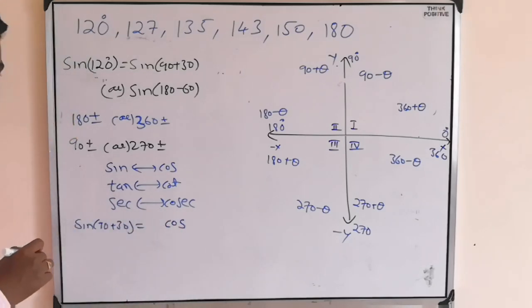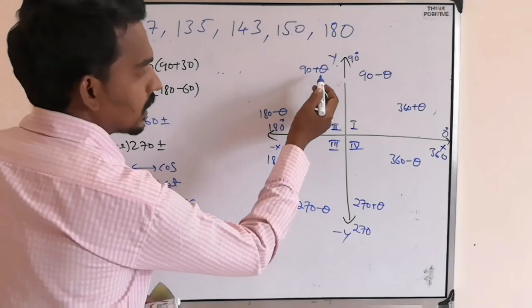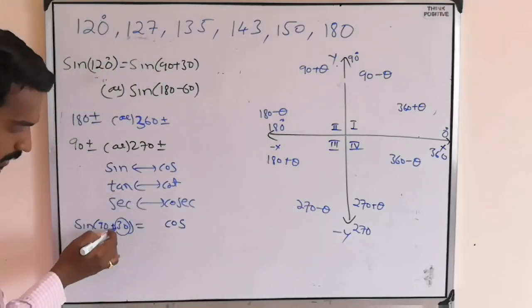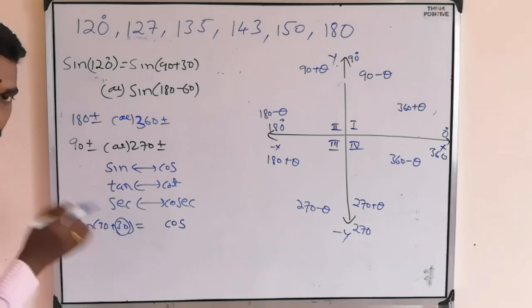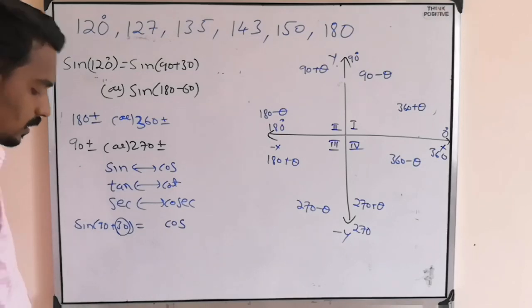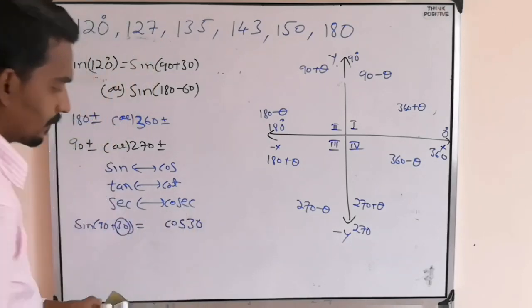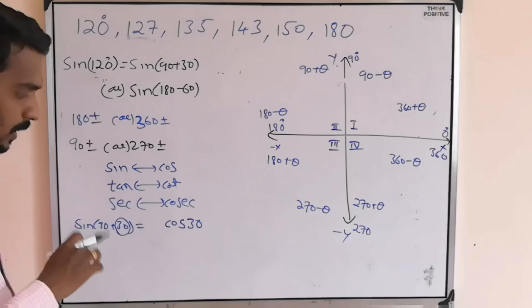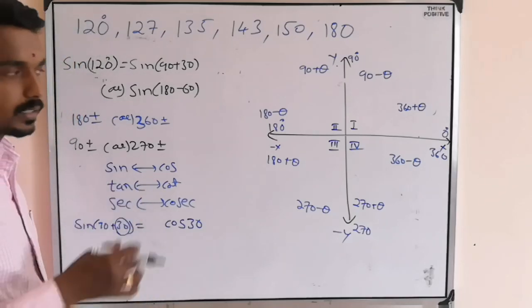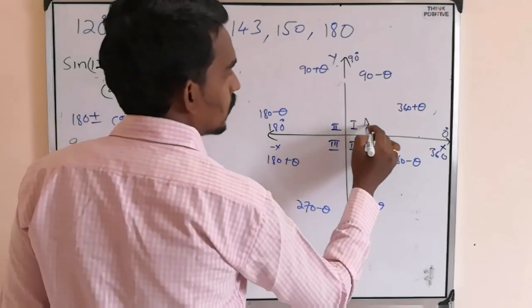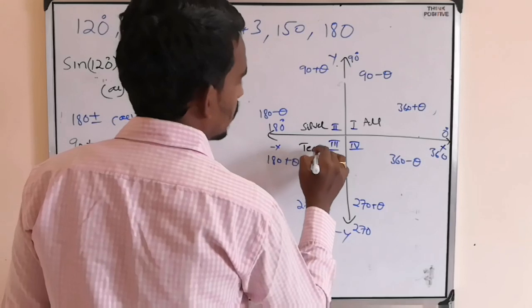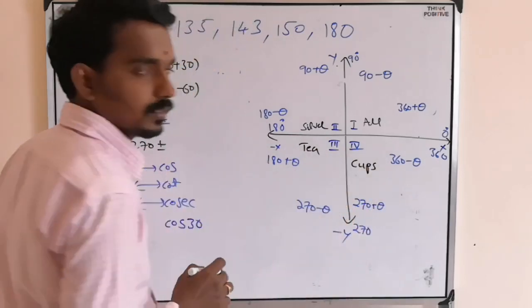Cos theta. See, 90 plus or minus theta, 180 plus or minus theta. What is there in place of theta? 30. It is in the 90 plus theta form, where in place of theta there is 30. So it is cos 30. But you need to check also whether it is plus or minus. That you will find from one rule: all silver tea cups.